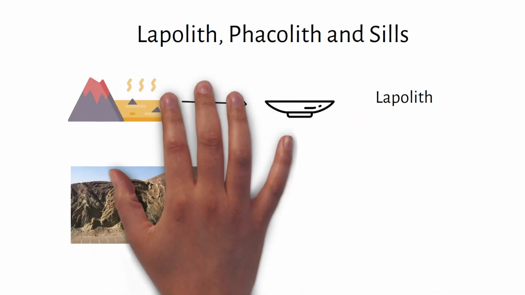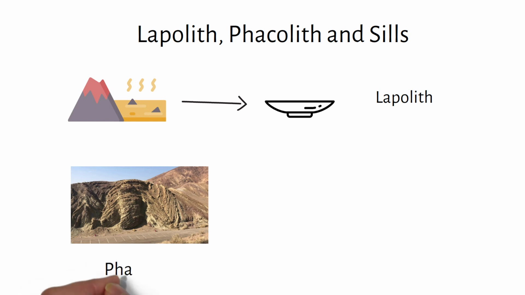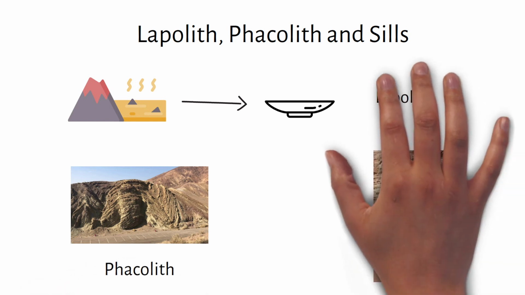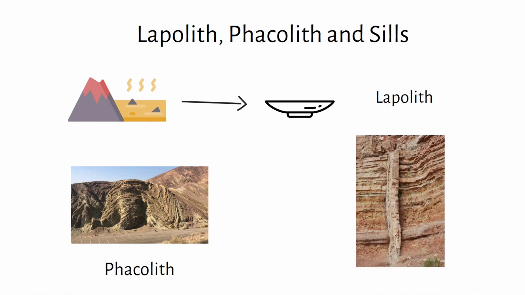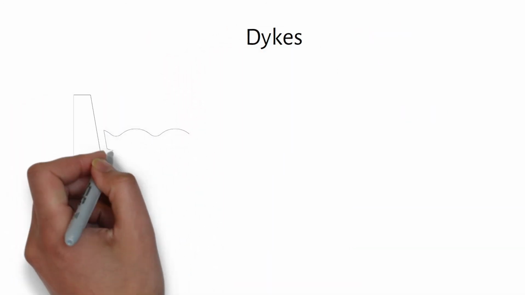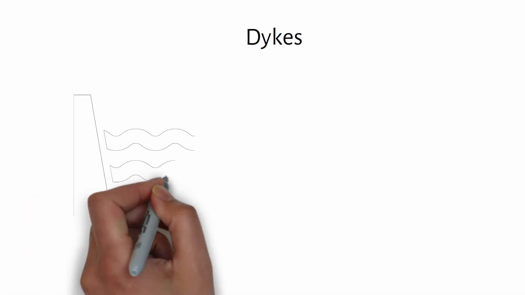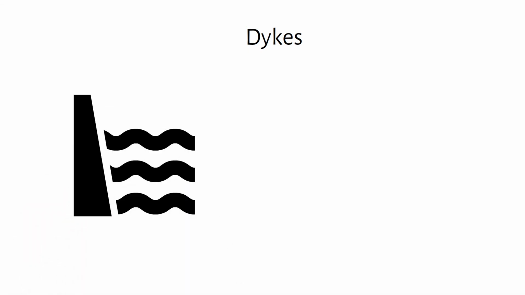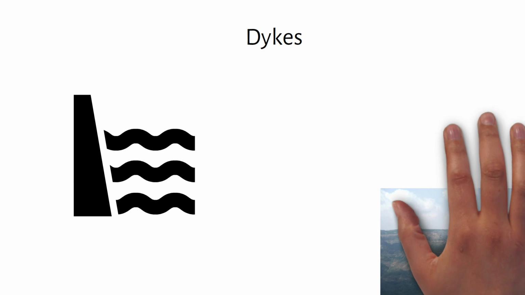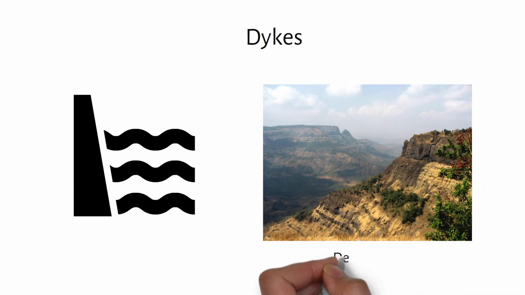A wavy mass of rocks found at the base of synclines are called phacoliths. The near horizontal bodies of igneous rocks are called silts if they are thick and sheets if they are thin. Dikes. Lava that makes its way through fissures and cracks solidifies to form wall-like structures called dikes. They help in the development of Deccan traps.